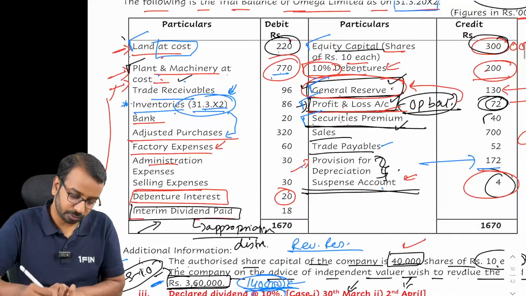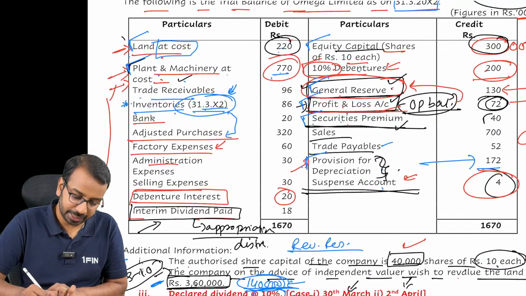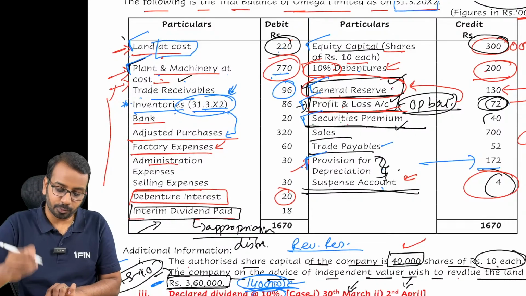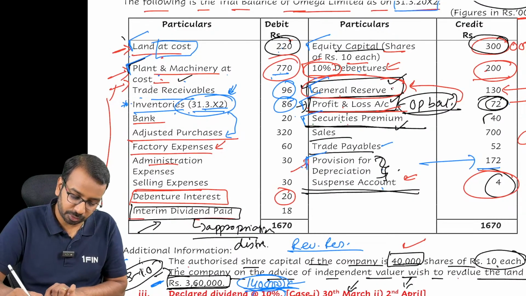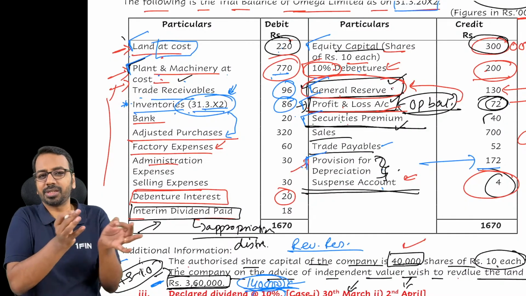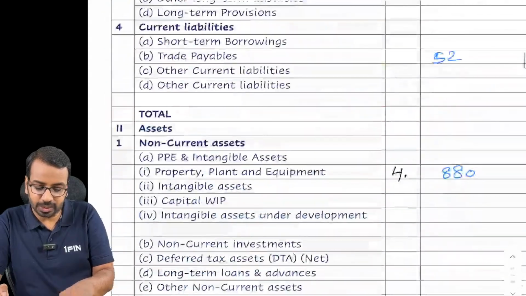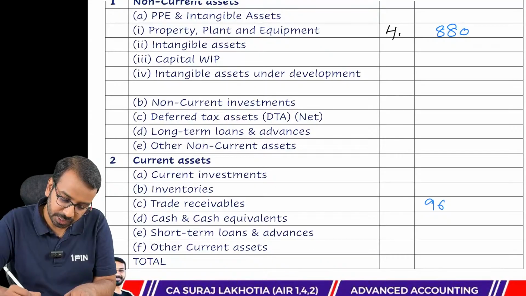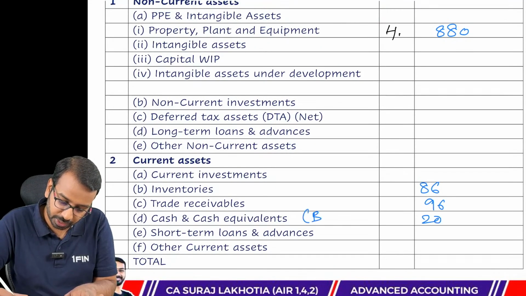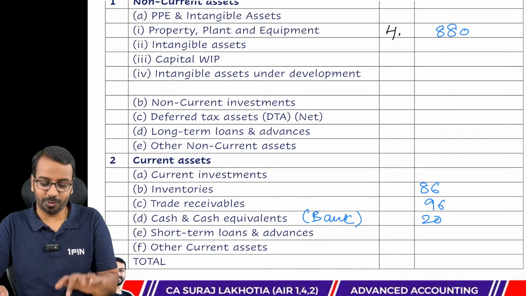So we are done with land accounting, plant and machinery accounting. Depreciation part is also completed. Trade receivable 96, directly we can post. Inventories 86, directly we can post. Bank 20, we'll have to prepare a schedule, or because it's just bank, we can directly write bank 20. So 96 trade receivable, 86 inventories, cash and cash equivalents 20. You can write here bank or prepare a separate schedule or working note. Okay.